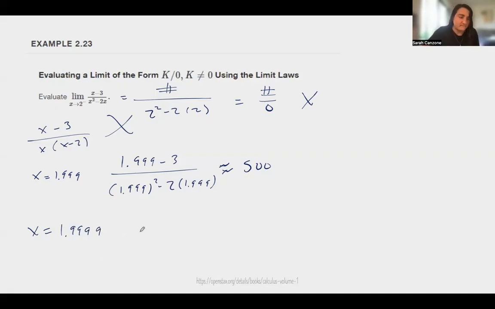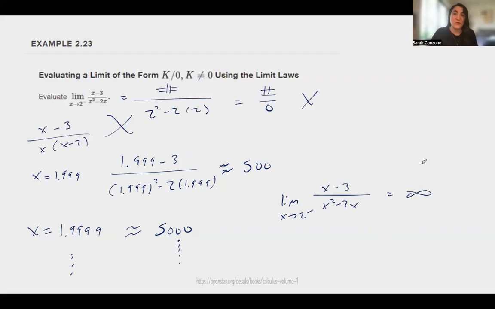How about that? So if we plug in a bigger number, we get that this is approximately 5,000. And in fact, if you keep plugging in numbers going up, you'll keep getting numbers going up. What you notice is that this number is just going to keep increasing forever and ever, which tells you that the limit as x approaches 2 from the left of (x minus 3) over (x squared minus 2x) is positive infinity.